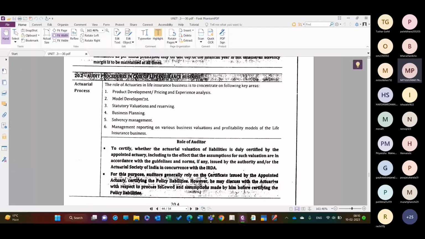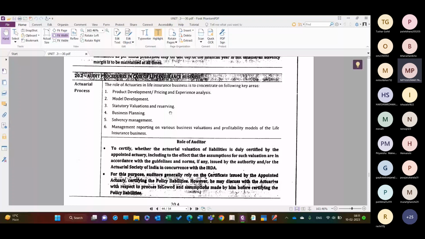So product development, pricing and experience analysis. Different kinds of insurance policies with different kinds of features are available. That product development you take into consideration in case of the actuarial model development: which kind of model you will adopt. So whatever the premium is collected, how it should be invested, how much is invested in equity, how much in debt securities, how much in 100% secured government securities, or so many things. Statutory valuation and reserving: what are the provisions for keeping a certain amount aside?